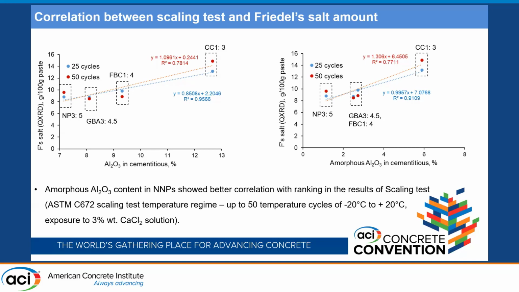As you can see in this graph, we try to correlate the total alumina coming from all the cementitious materials versus Friedel salt formed. There is a good correlation, but when we change the total alumina to the amorphous alumina, we can see that the rankings from the result of the scaling test get closer to each other. For example, those ranked from 4 to 5 fall into a close range.